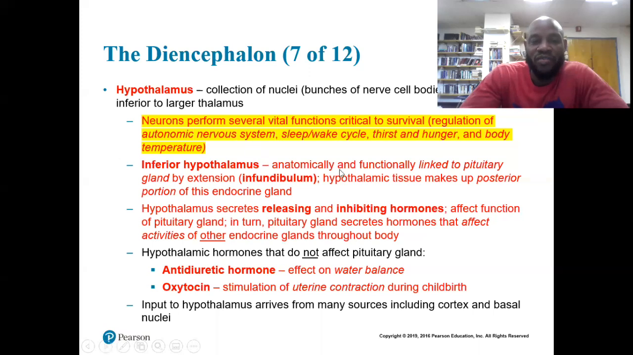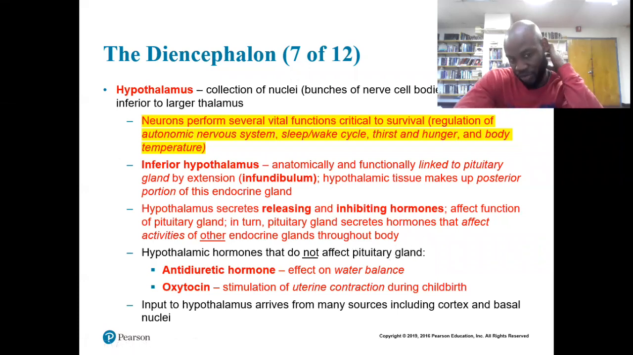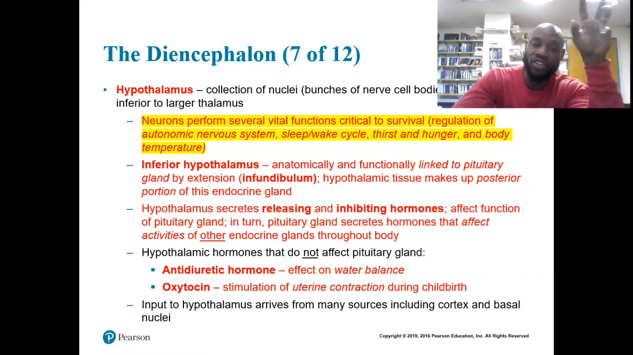We have what we call the inferior hypothalamus. You may not have heard of this, but it is anatomically and functionally linked to the pituitary gland, and that's going to get us involved in the endocrine system. Hypothalamus tissue makes up the posterior portion of this endocrine gland. The hypothalamus secretes releasing and inhibiting hormones, which affect the function of the pituitary gland. The pituitary gland plays a huge role in our endocrine system. In turn, the pituitary gland secretes hormones that affect the activities of other endocrine glands throughout the body. So the hypothalamus helps control the pituitary, which helps control a lot of other endocrine glands in the body.